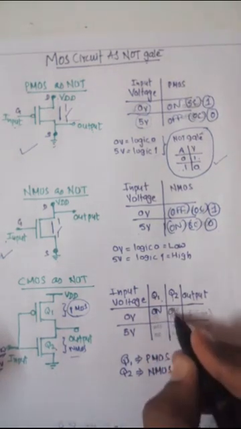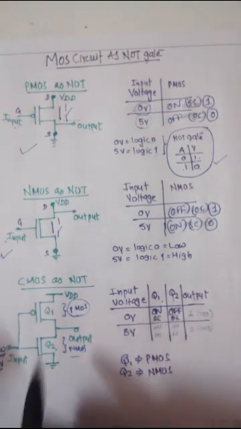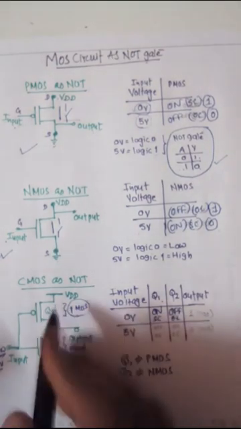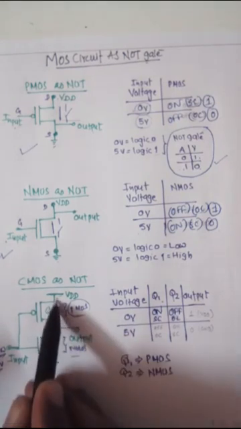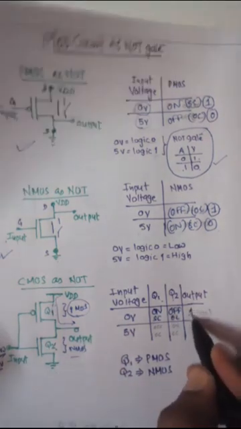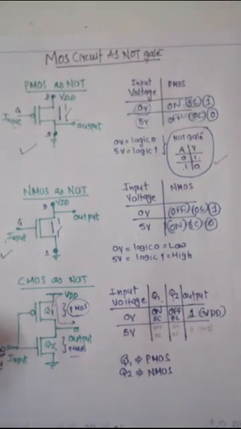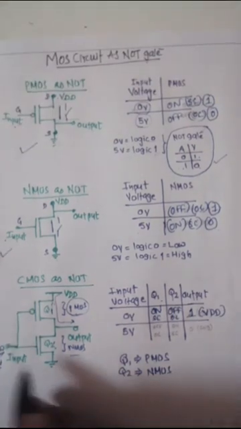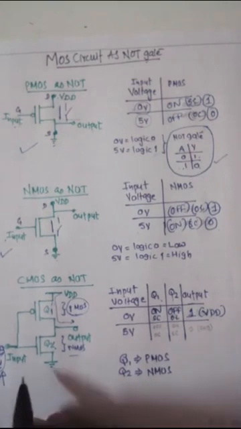and Q2 will be in the off condition. So here is a short circuit and an open circuit. This one will be short and this will be open, so current can flow this way. The output is available, so the output is VDD. That's why it's 1.